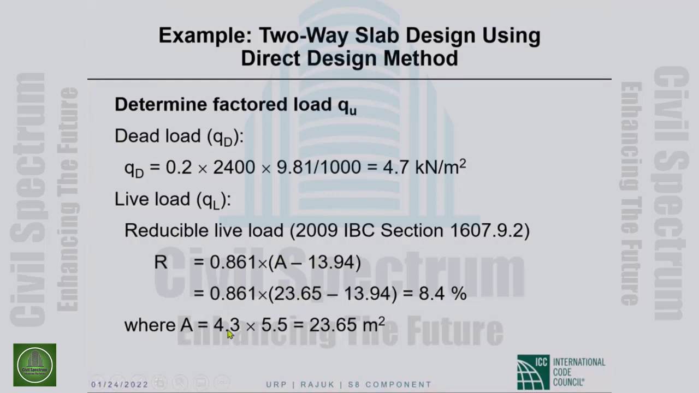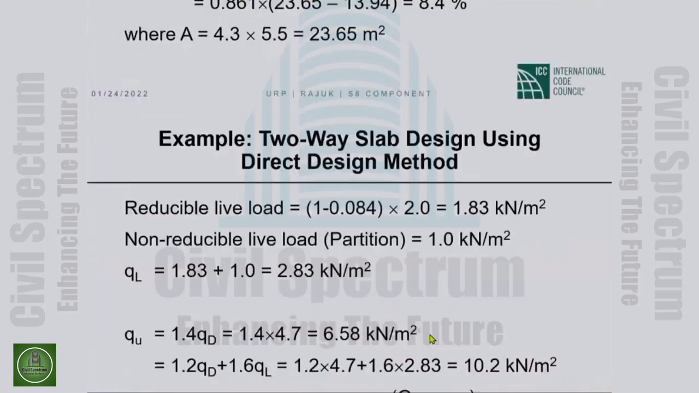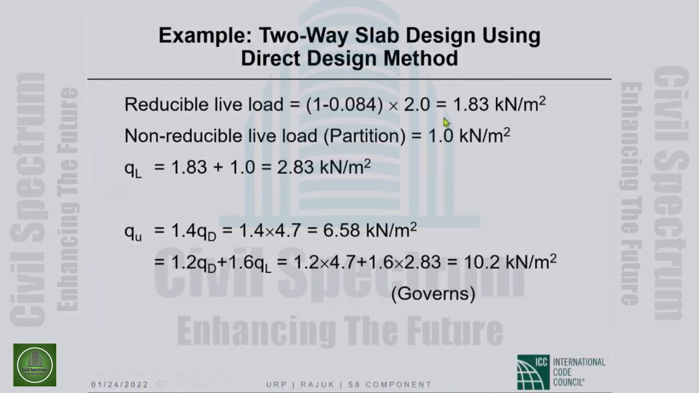Here is the calculation. 4.3 times 5.5 is 23.65 square meters. So 8.4% reduction. That brings the 2 kilonewton per square meter down to 1.83 kilonewton per square meter. Partition load 1 kilonewton per square meter, non-reducible. So total live load is the reduced 1.83 plus the unreduced 1.0 for a total of 2.83 kilonewton per square meter.